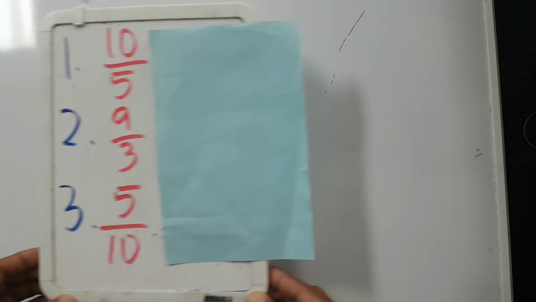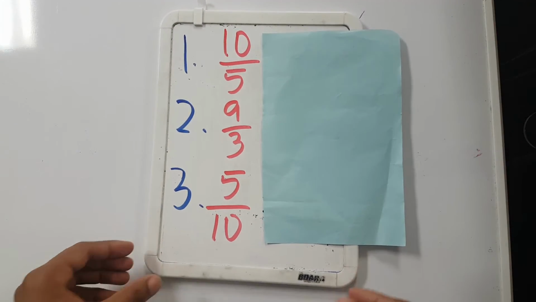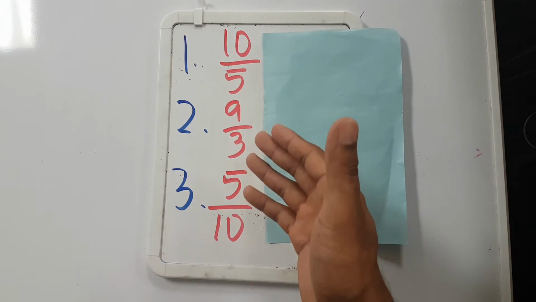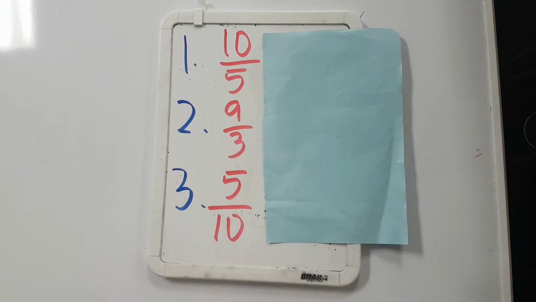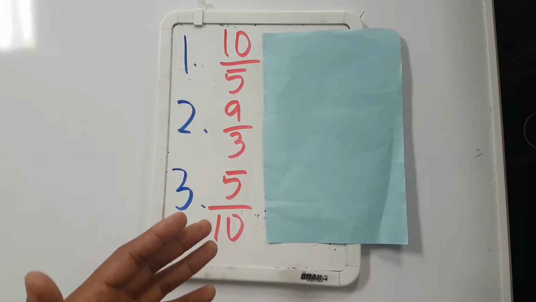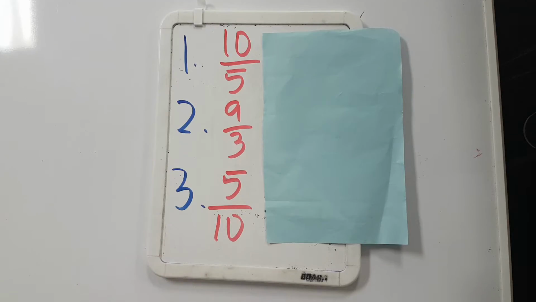Let's look at a few example problems. So we have 10 divided by 5. Number 2, 9 divided by 3. And then we have 5 divided by 10. Go ahead and pause this video and please work out the answer to these three problems. Okay, so go ahead and pause the video. I'll be back. I'll be here when you get back.